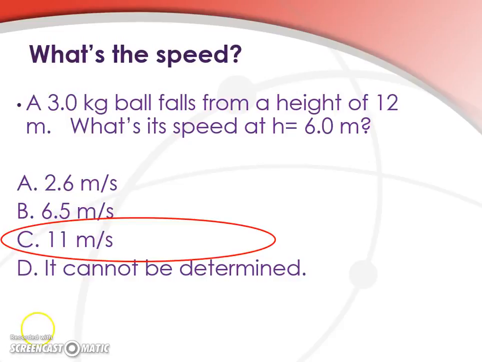The answer is 11 meters per second. How do we get this? Well, we could use our kinematics equations, or the simplest way to solve it is to say that the ball has fallen 6 meters and use our loss of gravitational potential energy to calculate the kinetic energy, which then can be used to solve for velocity. And if you're not sure how to do that, I'd encourage you to review that from our previous lecture.